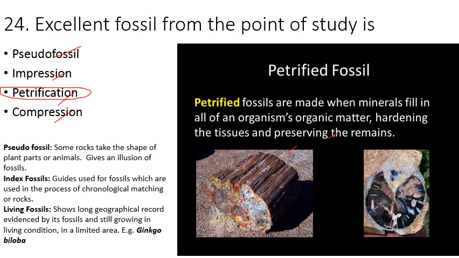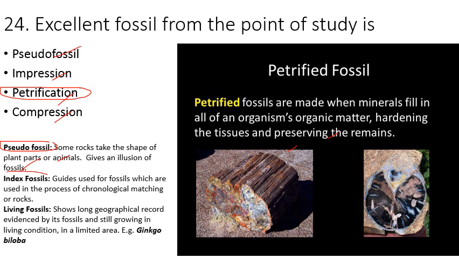Next we have pseudofossils. So pseudo means false. So some rocks take the shape of plant parts or animals, giving an illusion of fossils. That is known as pseudofossils. So many times the rocks take the shape of plant part or animal part, which gives an illusion. Means illusionary images form on rocks, which resemble the plant or animal parts, which are considered as pseudofossil.